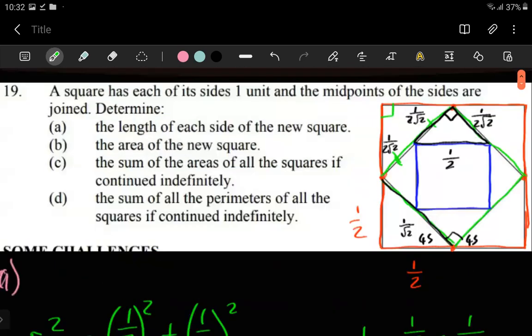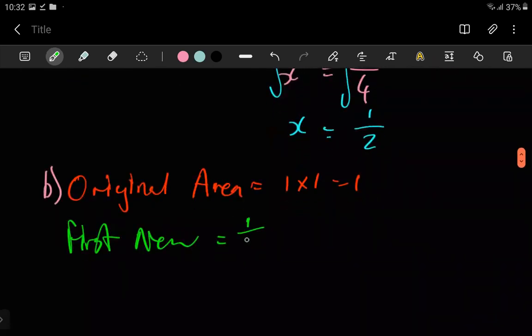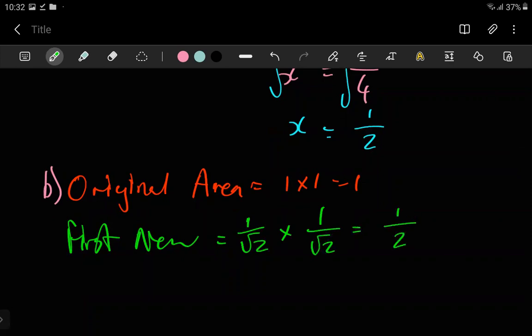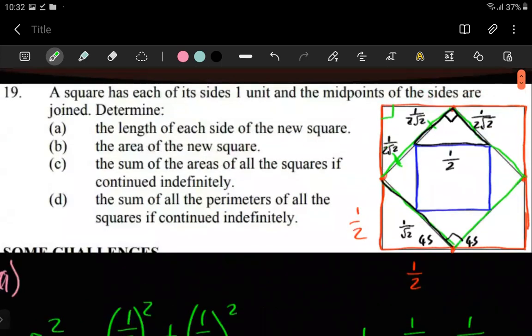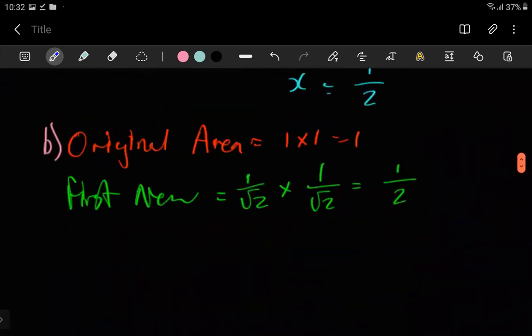The area, you already know it's going to be the length here, which is the full length. Remember, it's 1 over square root of 2. So it's 1 over square root of 2 times 1 over square root of 2. This is 1 over 2. And then the next one, which is in blue, you're gonna put a half times a half.